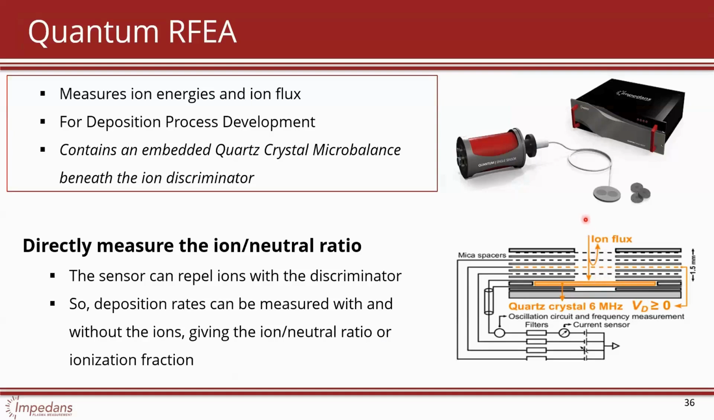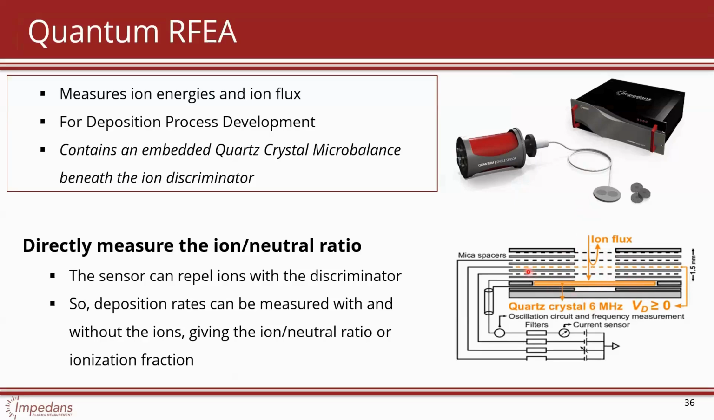If all of these metal grids are at 0 volts, then all ions, electrons and neutrals will enter and we measure a deposition rate. Let's say we do that for 10 seconds.